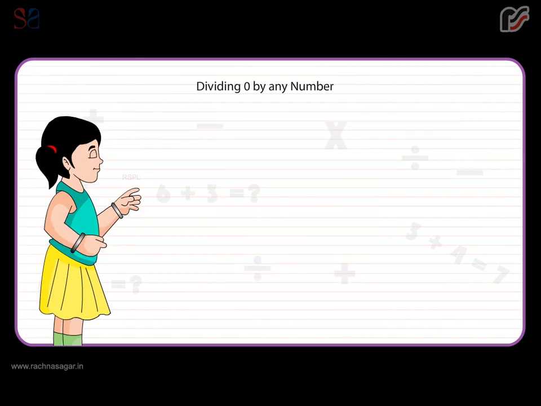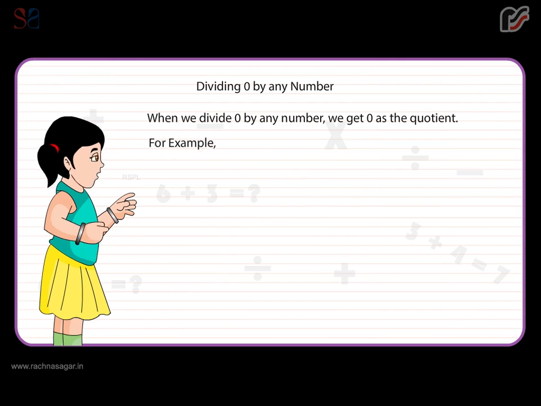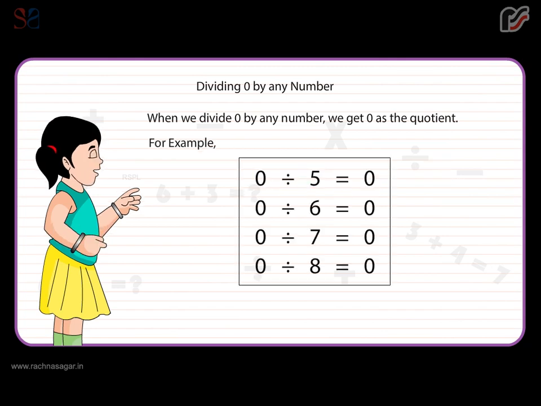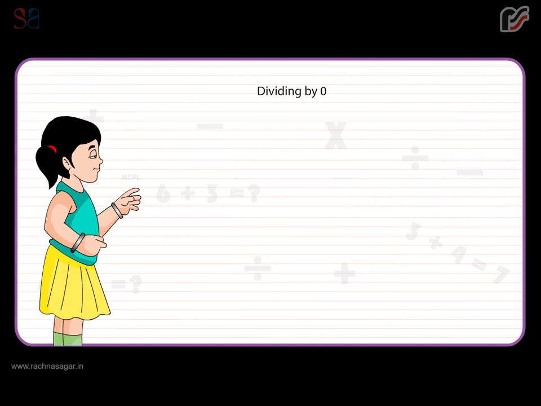Dividing 0 by any number. When we divide 0 by any number, we get 0 as the quotient. For example, 0 divided by 5 is 0. 0 divided by 6 is 0. 0 divided by 7 is 0. 0 divided by 8 is 0. Dividing by 0. We cannot divide any number by 0.